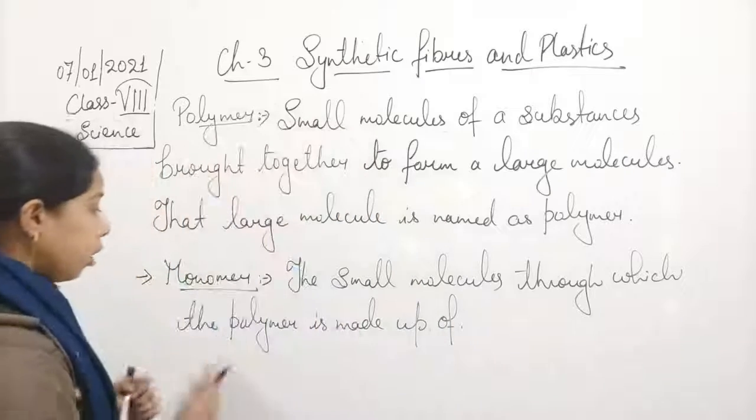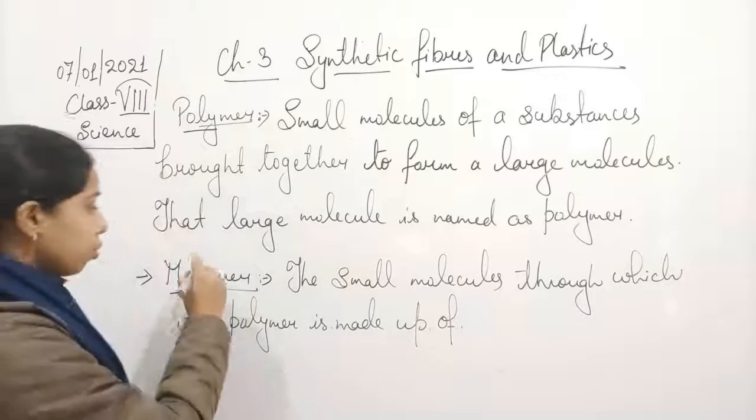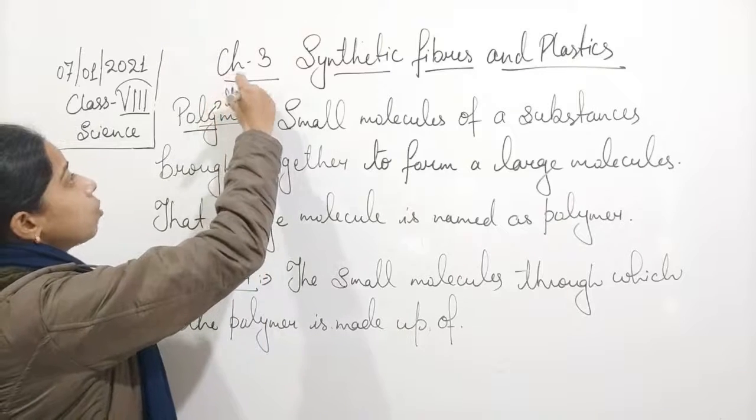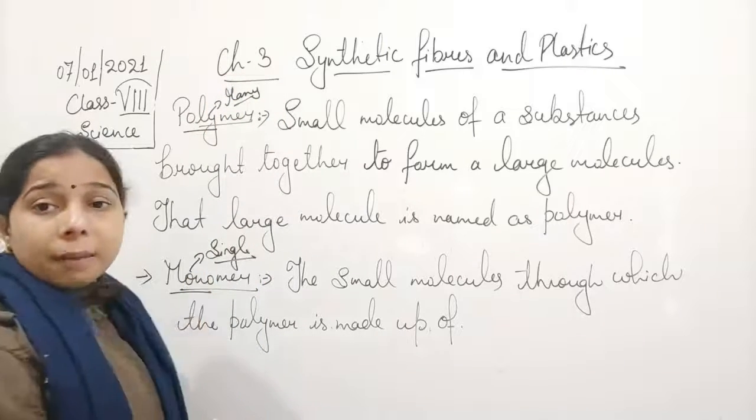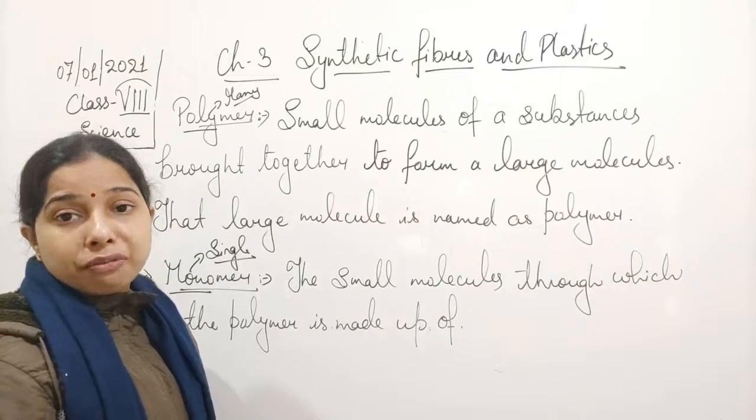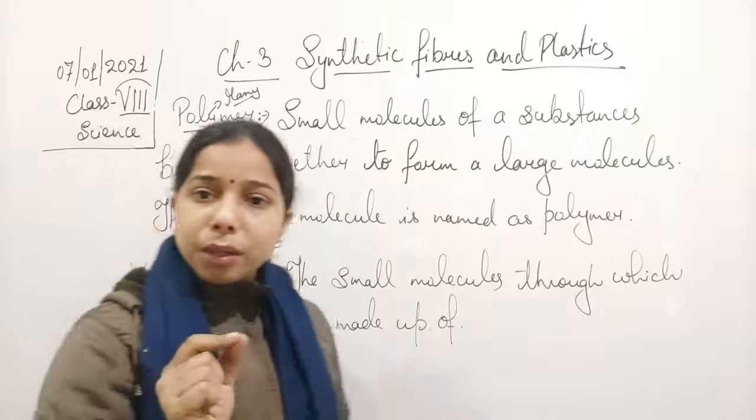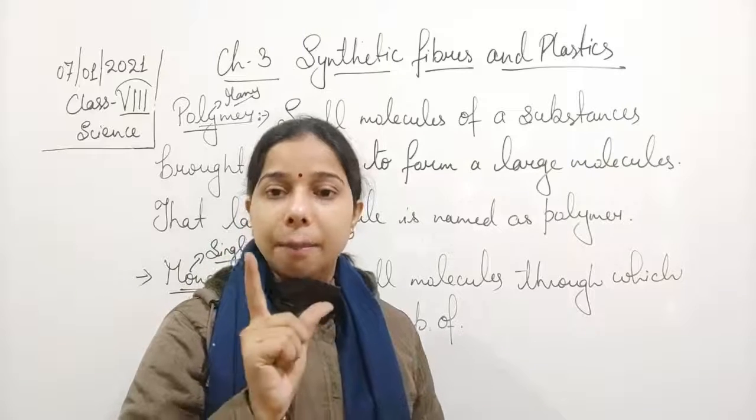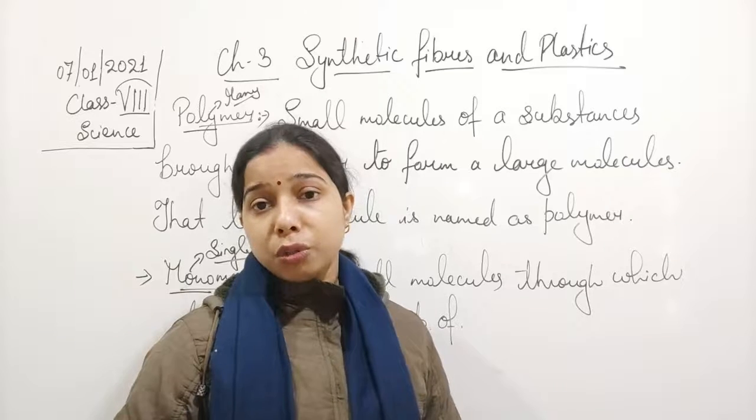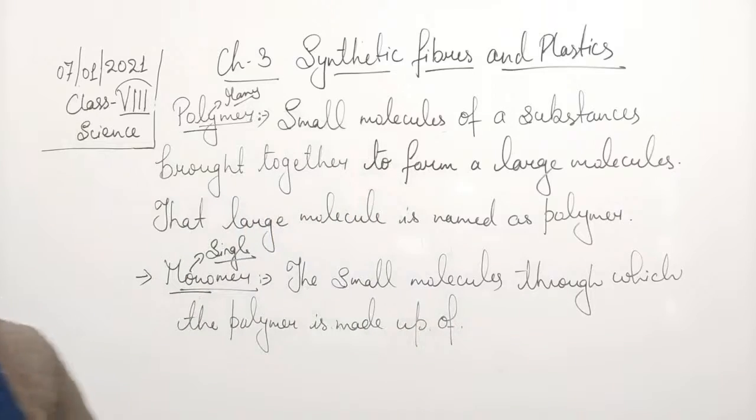You can understand here, mono means one, single, and poly means many. So when this single molecule combines with many single molecules, ultimately there will be the formation of a many-molecule, and that is known as the polymer. So the smaller molecules, that is monomers, combine together, come close to each other to form a large molecule known as the polymer.